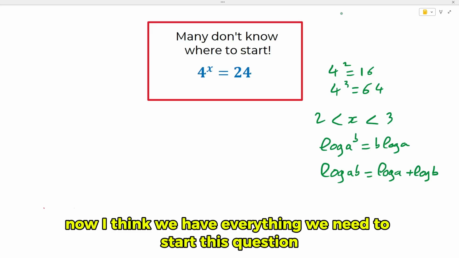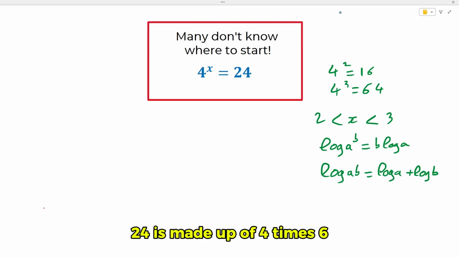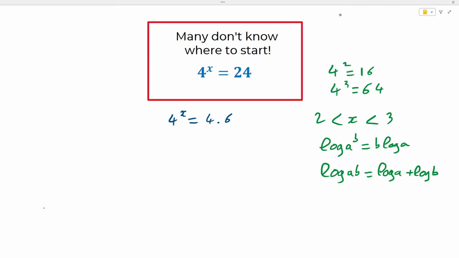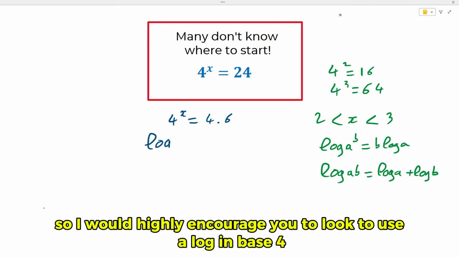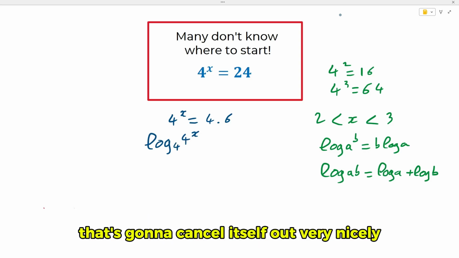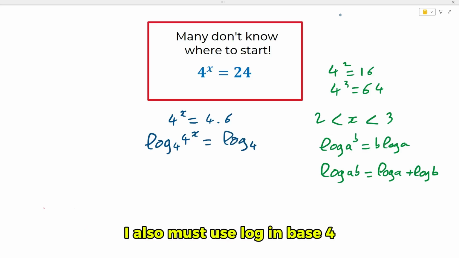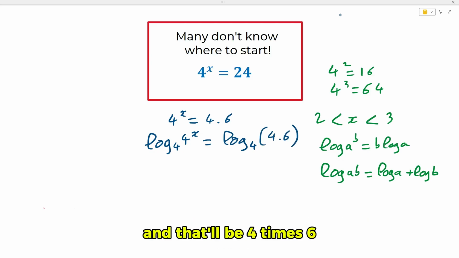Now, I think we have everything we need to start this question. So I would say the first thing to notice is on the right-hand side, 24 is made up of 4 times 6. So we can say 4 to the power x equal 4 times 6. So on the left-hand side, I'm trying to cancel 4 to the x, so I would highly encourage you to use log in base 4. And log in base 4 of 4 to the x, that's going to cancel itself out very nicely. And on the right-hand side, I also must use log in base 4 since I have to do the same operation to both sides, and that'll be 4 times 6.